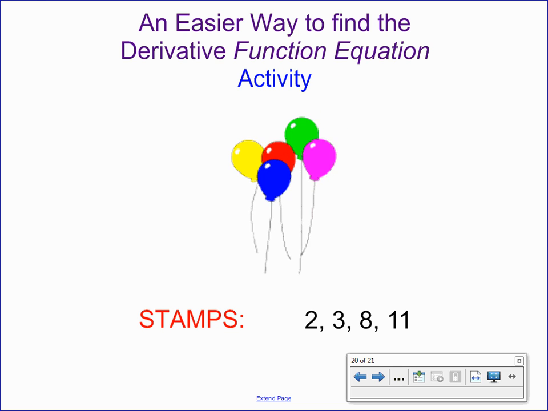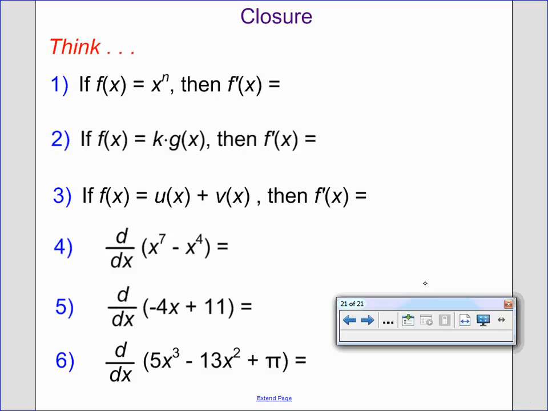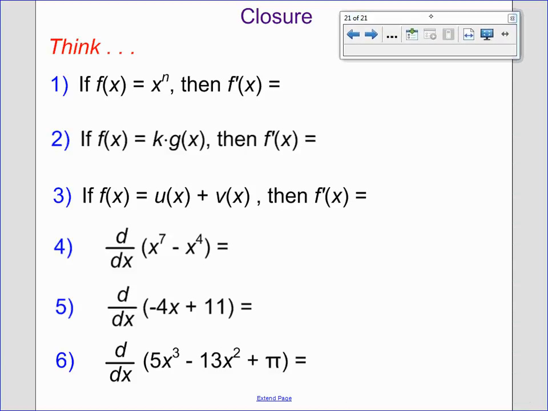Okay, ladies and gentlemen, let's go ahead and take a look at our closure and summarize our findings for the day. For our closure activity, we're going to get the 3 rules that we learned today, and then apply them for numbers 4, 5, and 6 to several different power and linear and constant functions. Please be ready to share your response with the whole class and their comments.